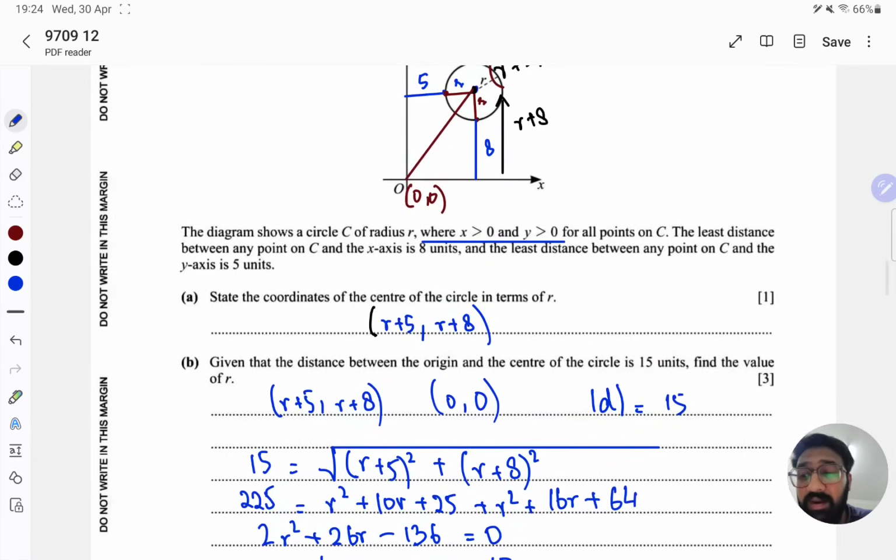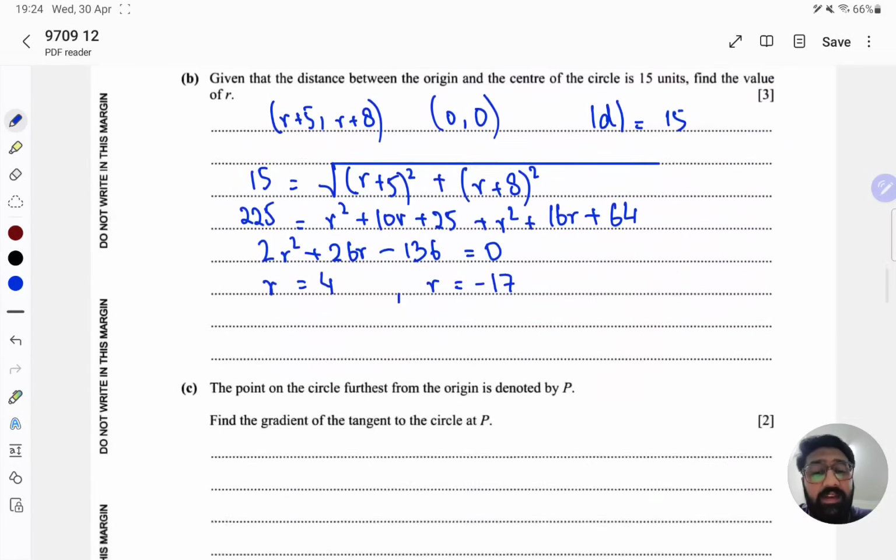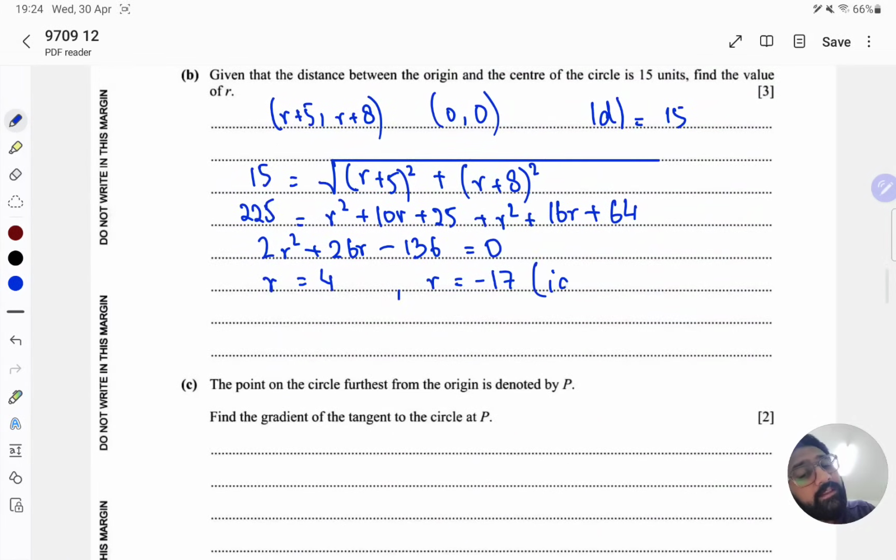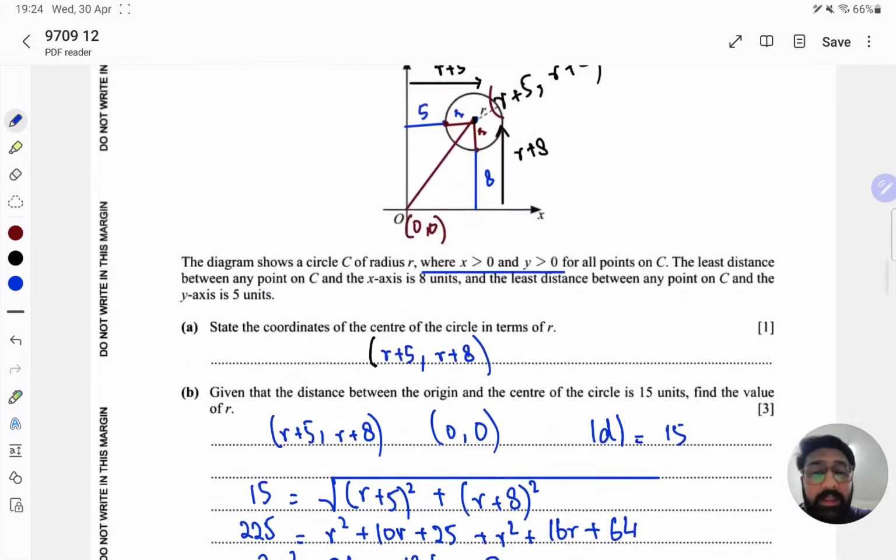It's the value of r that we have just found out, and since it's the radius, we will ignore the negative value, and the only radius that is acceptable will be the value of r to be 4.